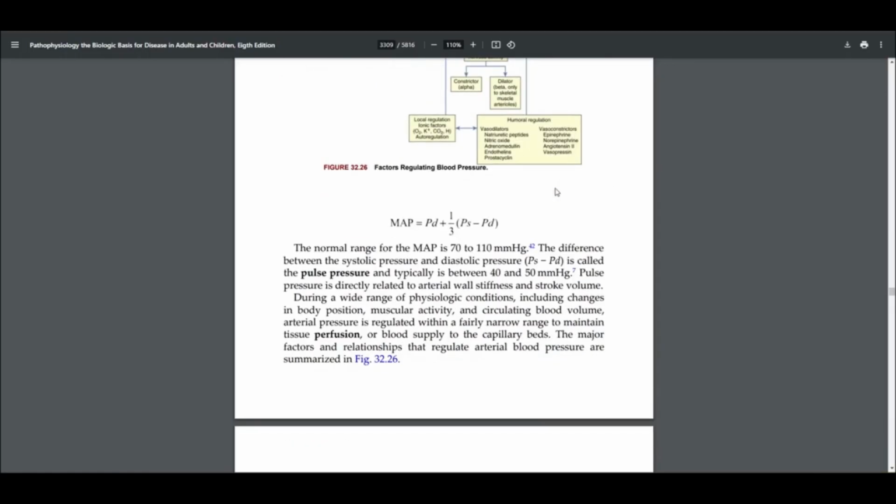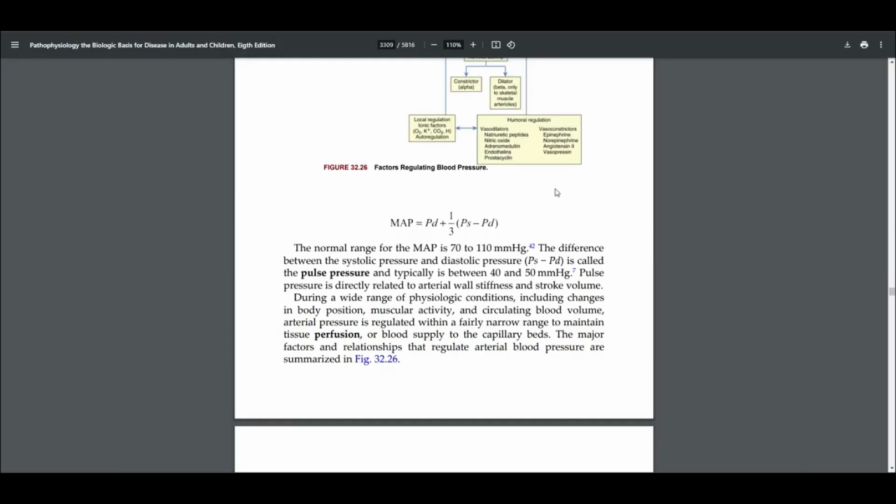We'll skip to the normal range for MAP, which is 70 to 110. Wow, 110 is pretty high. The difference between systolic pressure and diastolic pressure, your PS minus PD, is called the pulse pressure, and typically is between 40 to 50 millimeters of mercury. Pulse pressure is directly related to arterial wall stiffness and stroke volume.